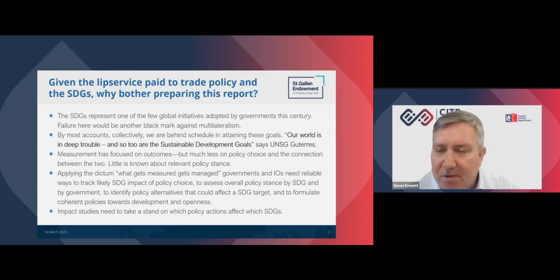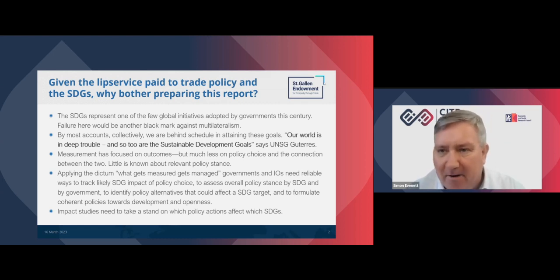The Agenda 2030 was adopted by the United Nations in 2015 and came into force on the 1st of January 2016. It is one of the few global initiatives adopted by governments this century. And if we were to fail to deliver on this, I think this would be counted as another black mark against global governance in what has been, unfortunately, a long list of unsuccessful attempts to get countries to work together.